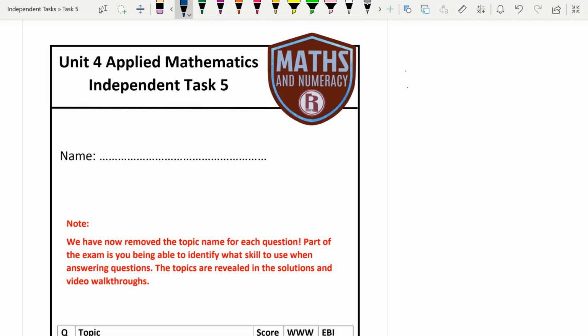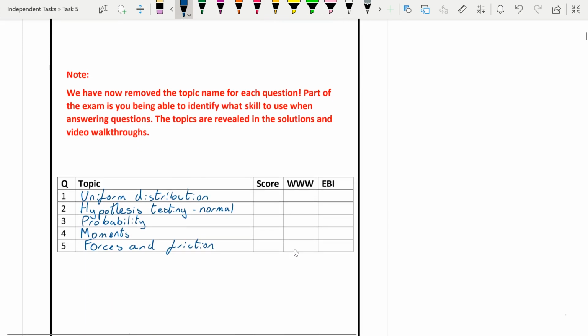Hi guys, and in this video we're going to look at the Unit 4 Independent Task 5. So the same with the other ones, we removed the topic names for these tasks, so you need to practice that skill of identifying what the question is so you can apply the correct skill. So these are the topics we had.